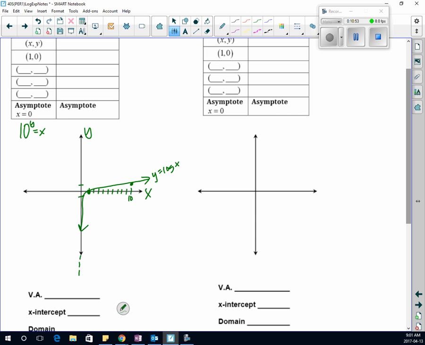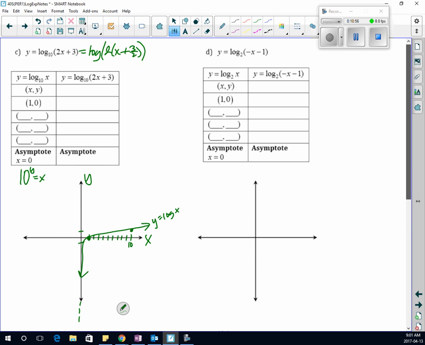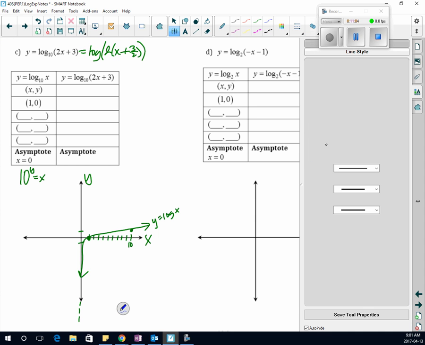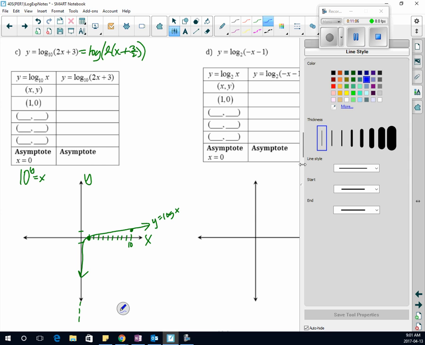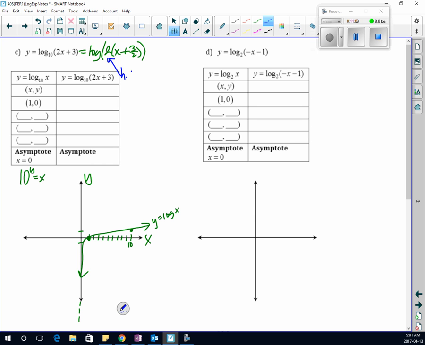Okay? So who can describe, going back up here, what happened in the transformation? What does the 2 do? Horizontal stretch, factor of a half. What does the 3 over 2 do? Left 1.5. I'll just write it as 1.5 so we can see that better. Are we good? Okay, so that means we're going to take these 3 points and do the following.